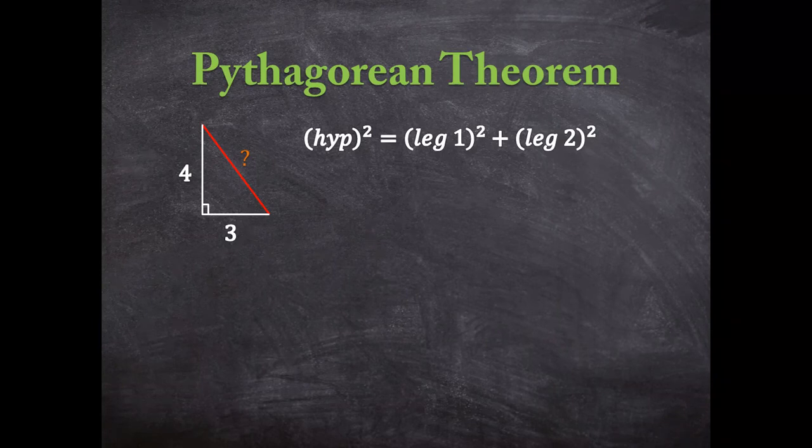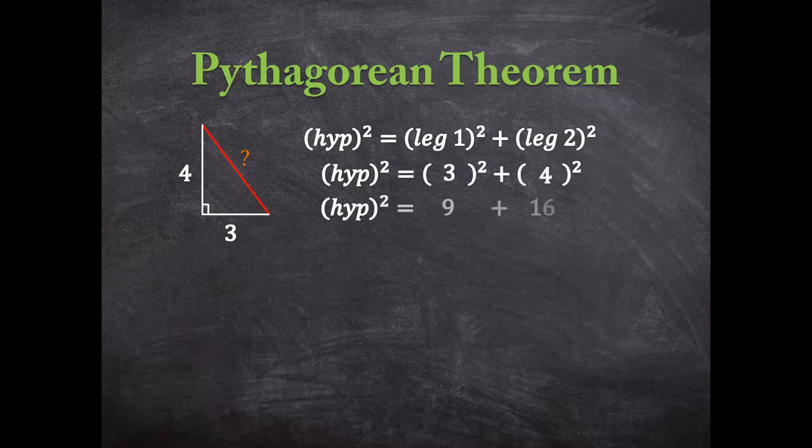So we simply put the values of the other two sides in the theorem like this. Then we just simplify it. Do you know what's 3 squared and 4 squared? Well, 3 squared means 3 times 3, that equals 9, and 4 squared means 4 times 4 or 16. Next, 9 plus 16 equals 25. So we have found hypotenuse squared equals 25, but we just need to find the hypotenuse, not hypotenuse squared.